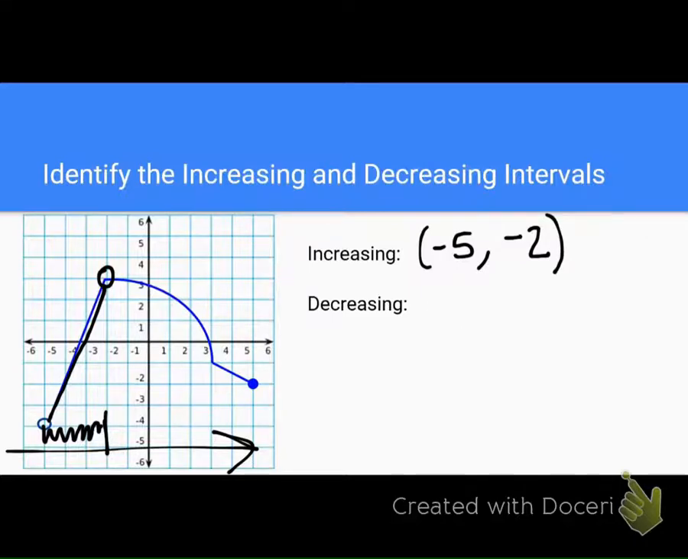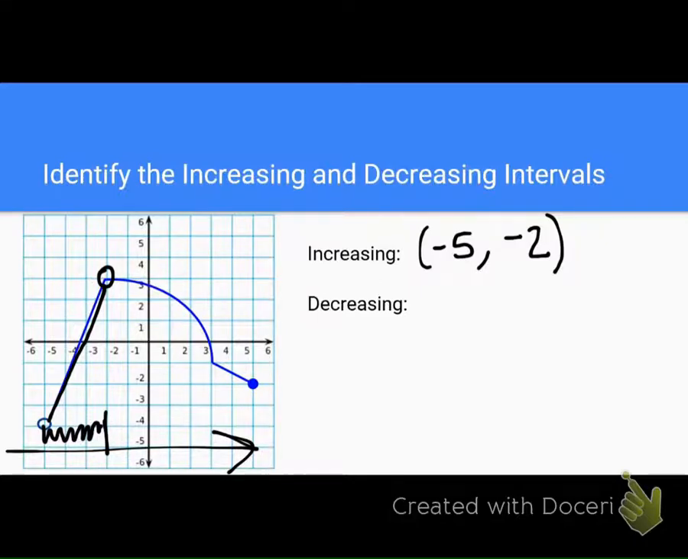I'm using open parentheses on either end of this because I can't really include, first of all, this is an open circle, so that's already not included. But this point here at negative 2, I'm not exactly going uphill anymore. It's sort of a transitional step, so I'm going uphill, uphill, uphill all in here, and then when I get to negative 2, I'm stopped, and I'm about to turn and go downhill, right?